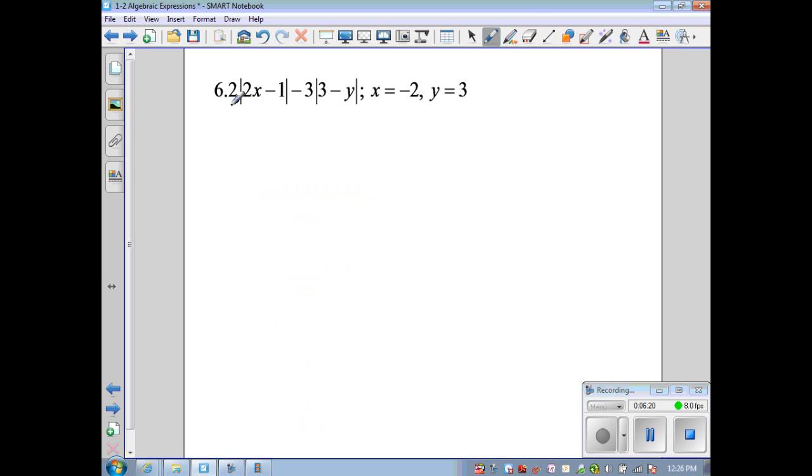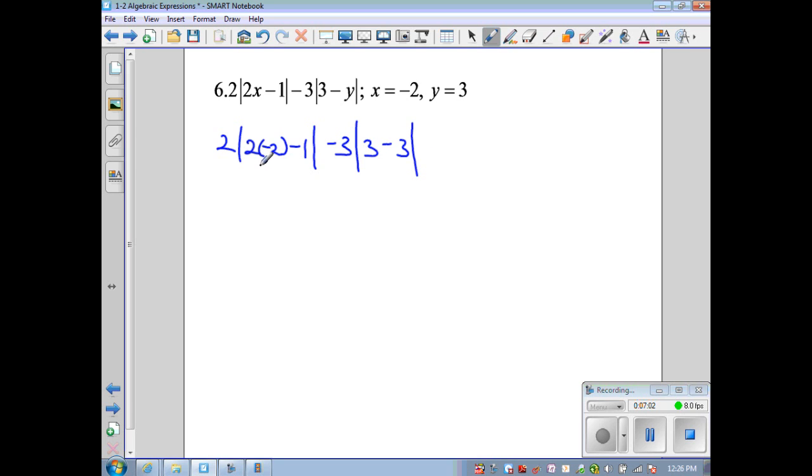Number 6 brings in absolute values. 2 times the quantity of the absolute value of 2x minus 1, minus 3 times the quantity of the absolute value of 3 minus y. X is a negative 2, y is 3. Substituting, 2 times the absolute value of 2 times a negative 2, minus 1, minus 3 times the absolute value of 3 minus y, which is 3.